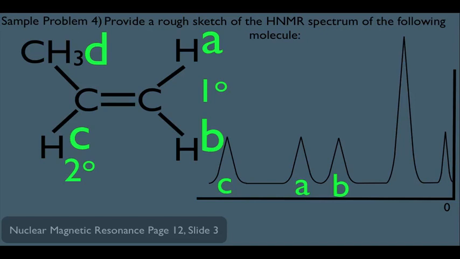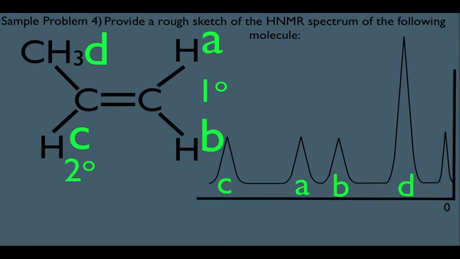In this example, we would expect to see the A hydrogen to be a little bit more shifted than the B because the A hydrogens are closer to the methyl across the double bond from it. Again, remember, carbon is slightly more electronegative than hydrogen. And obviously the last peak, the only one that's left, must be due to the D hydrogens.